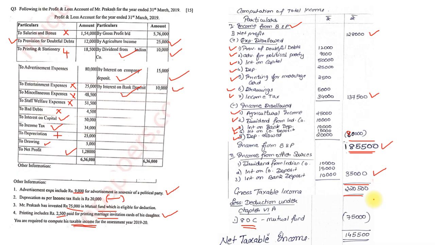So this was a sum based on computation of total income. I hope everyone has understood all three types of sums that we did in this particular video. There are a few more sums we will be taking up in the next video. I hope everyone has understood this. With that, we will be ending this video here. Thank you.